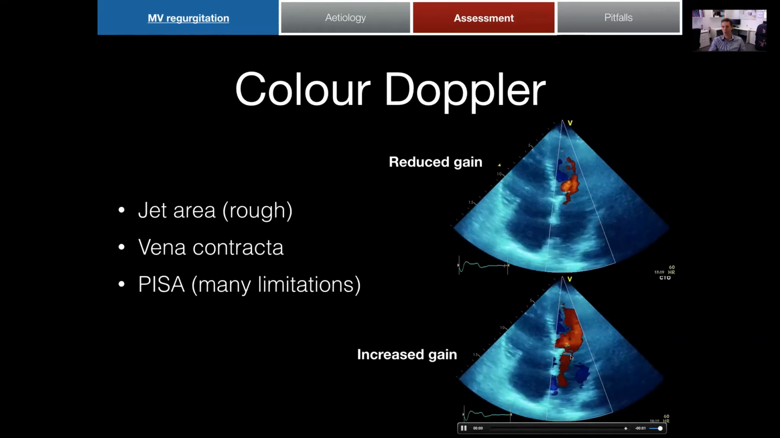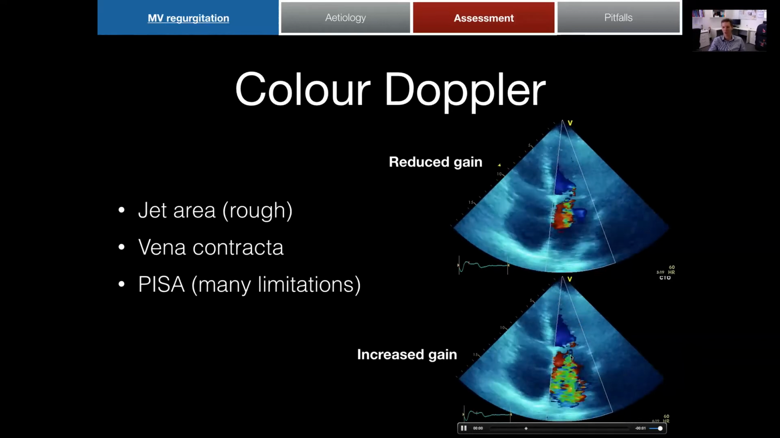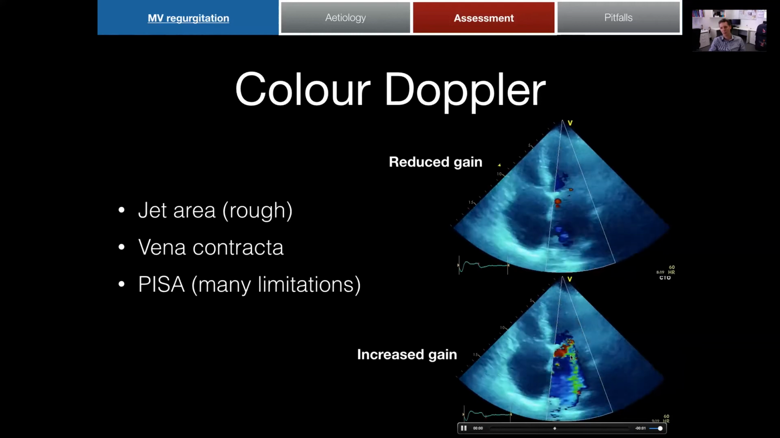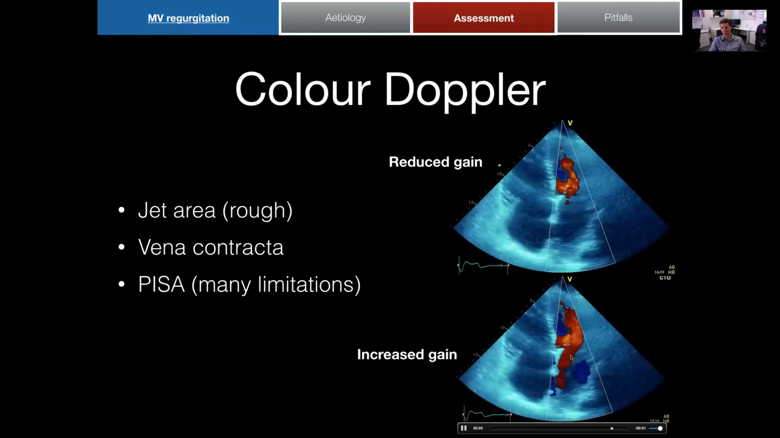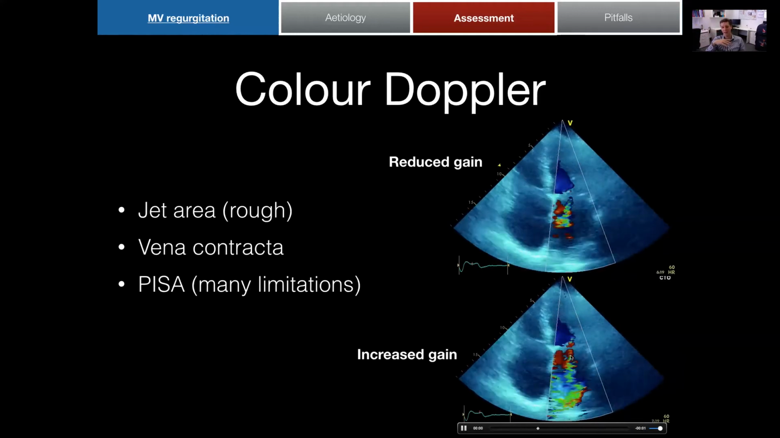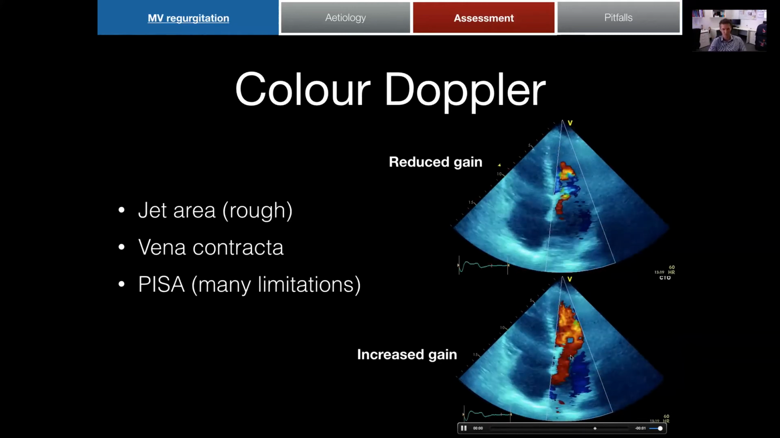Finally, PISA is probably one of the more common ways it's used, in mitral regurg. You must have a relatively central jet to make this reliable. You've got to have good imaging, zoom in on it, and the settings have to be right. I think we'll go through it a little bit if we've got time. It's fraught with many limitations.